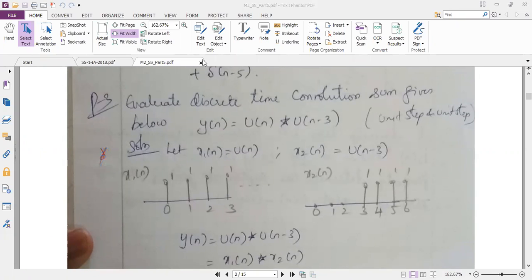So I want you to just copy this question. Evaluate the discrete time convolution sum. See, instead of asking to use the linearity property and time invariance property to find y of n for the given x of n and h of n, they may give it like this also. Find the convolution sum. So both the questions are the same. It implies the same only.